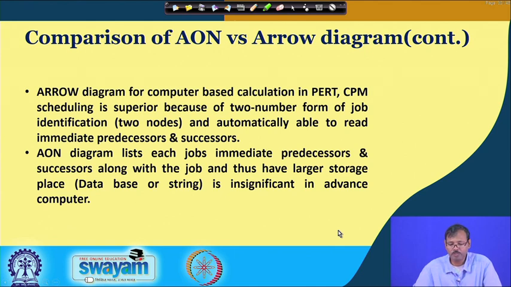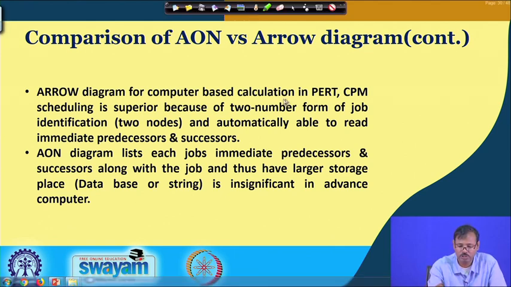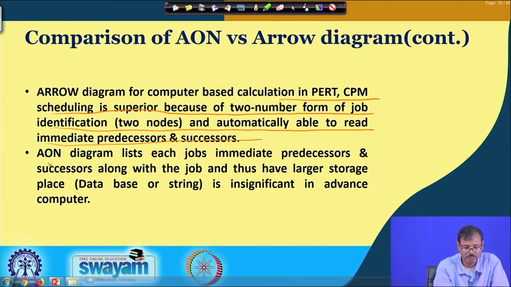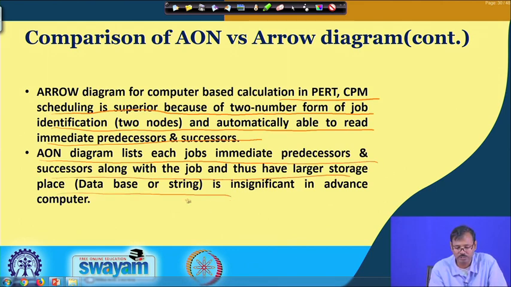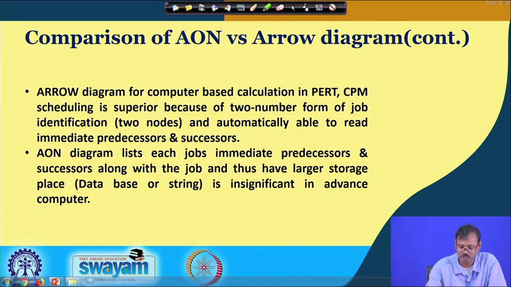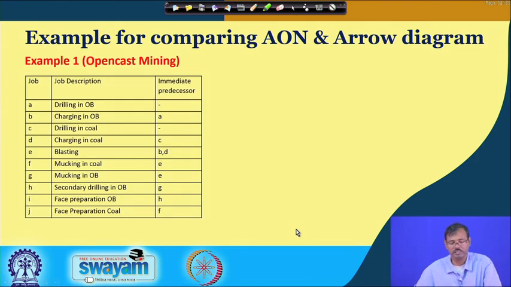The arrow diagram is superior for computer based calculation in CPM scheduling, because two numbers form the job identification and the computer is automatically able to read the immediate predecessors and successors. So that is easy for the arrow diagram, whereas the AON diagram lists each job's immediate predecessors and successors, which is difficult. A database or string has to be provided, which is insignificant in an advanced computer, though it takes much memory for those things. We have already discussed these things.